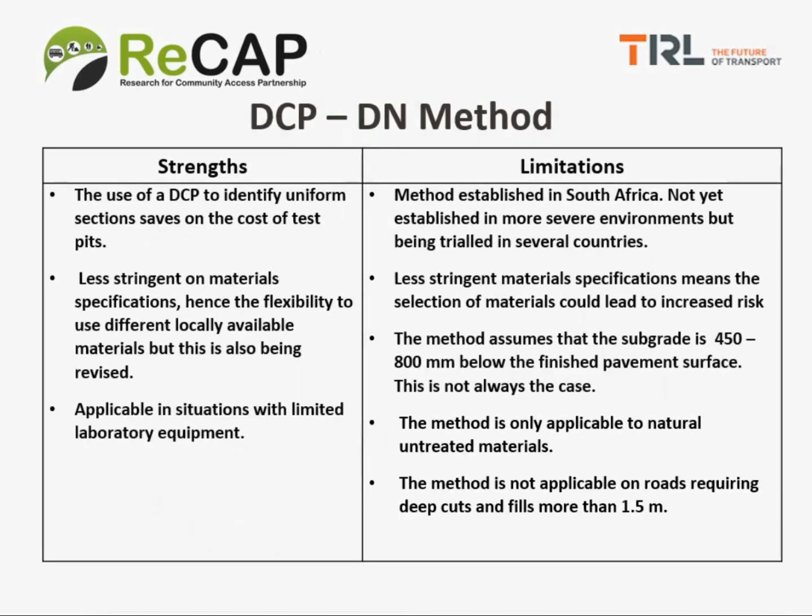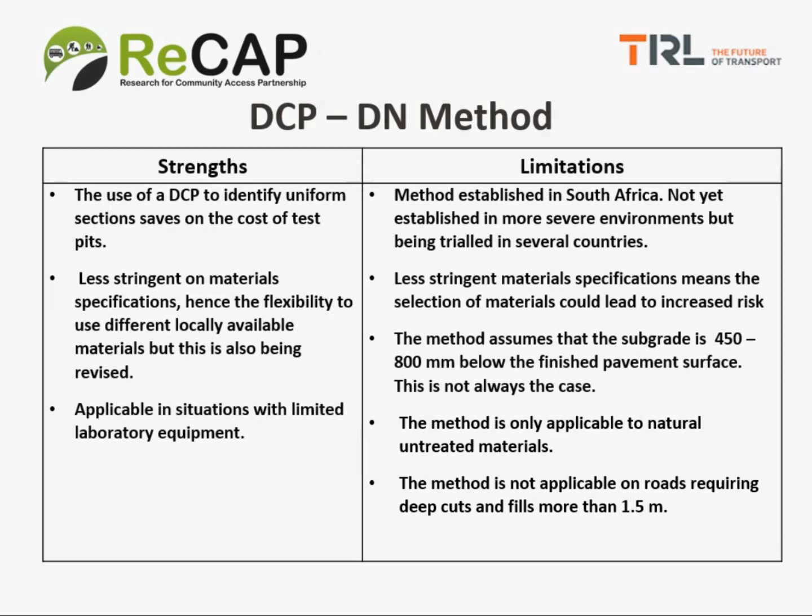Next method is the DCP-DN method. This is based on the DCP test, which completely replaces the CBR test. The method was established in South Africa, is not yet established in more severe environments, but is being trialled in several countries. The use of the DCP to identify uniform sections saves on the cost of test pits, but obviously some test pits are required. There are less stringent material specifications, hence there's flexibility to use different locally available materials, but this is also being revised. Less stringent materials specifications means that selection of materials could lead to an increased risk, and that's why more work needs to be done on this.